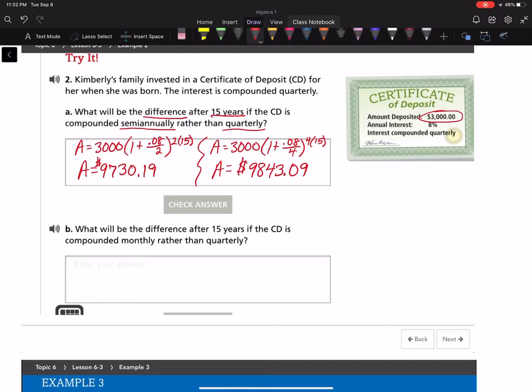$9,843.09. So if we subtracted those, 9,843.09 minus 9,730.19, the difference between them will be, drum roll please, $112.90. Always answer what the question asked. It said, what will be the difference? So that is $112.90 less.